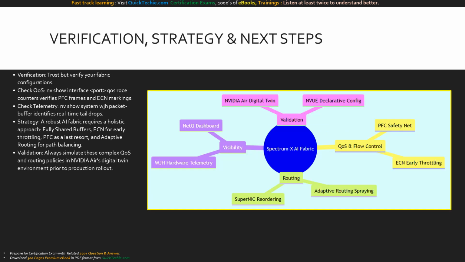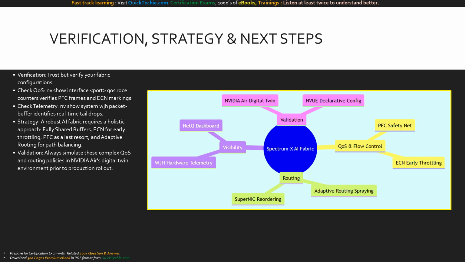We have reached our final slide. You have configured ECN, PFC, adaptive routing, and WJH. But you must always verify. Use NVIDIA commands like nv show interface qos roce counters to ensure your ECN marks are actually happening and that PFC isn't constantly pausing your network. Use the WJH packet buffer command to hunt down lingering microbursts.